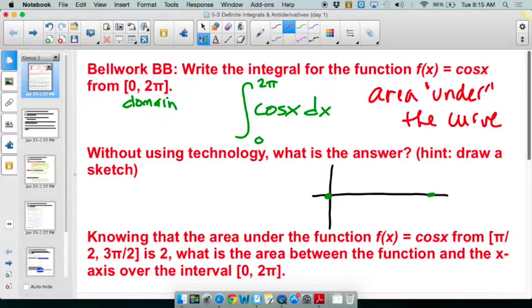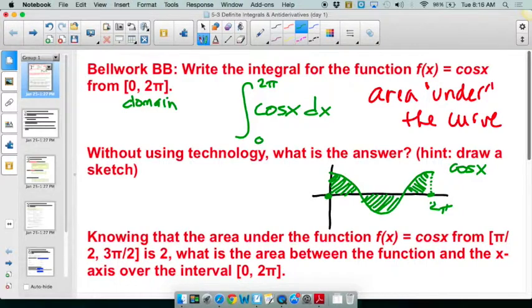Okay, and so cosine looks like what? Where does it start? Okay, so it starts here, and then we have something that looks like this, right? That's our cosine. And so when we talk about area under the curve from 0 to 2 pi, that means we have to start trapping space between the function and the axis. And if we're going to stop it there, we have to note that we're going to chop it off there.